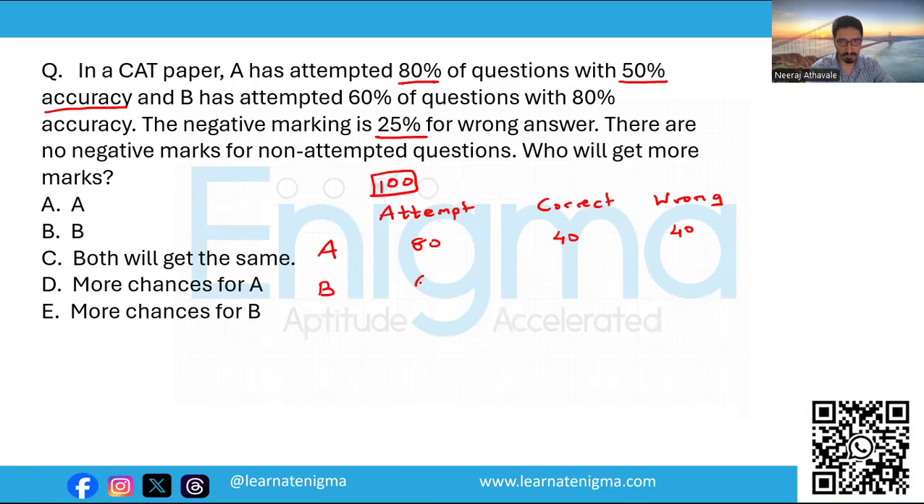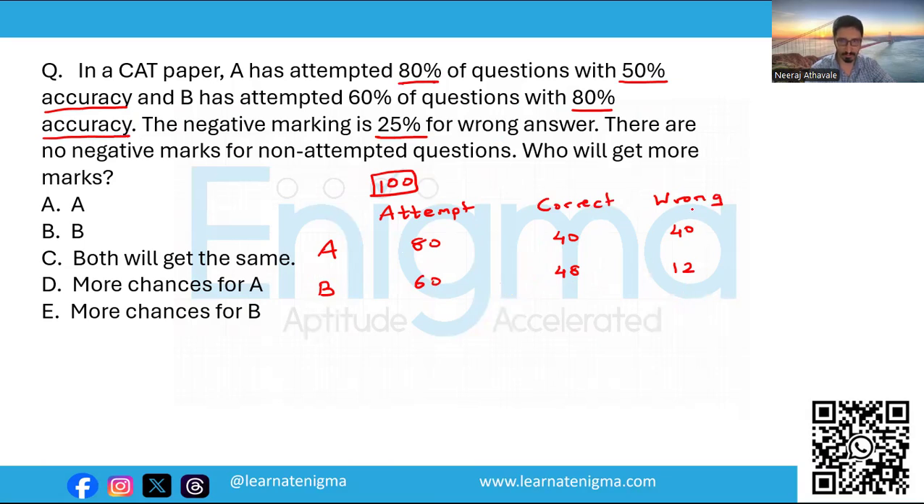B is attempting 60 of the questions with 80% accuracy. Now 80% of 60 is 48. So 48 are correct. That means the remaining 60 minus 48, that is 12, are wrong.